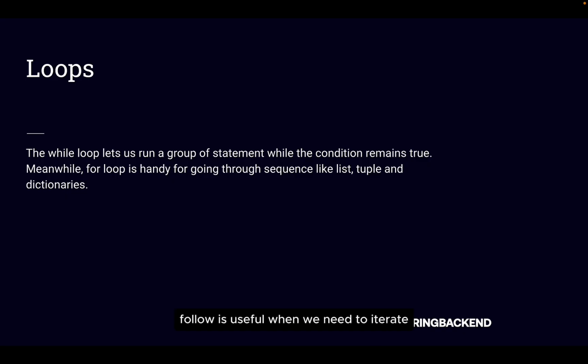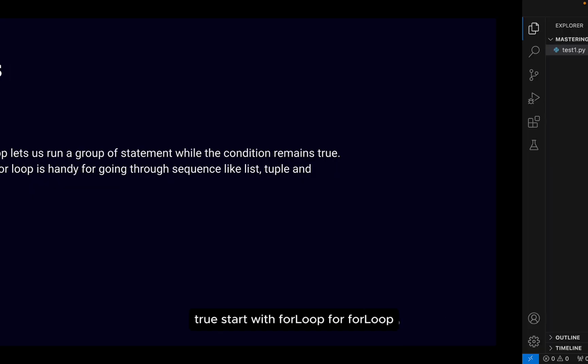A for loop is useful when we need to iterate over a list of items and execute a bunch of code for every instance of the iteration. A while loop is useful when we need to just keep running a particular function or a group of statements as long as the condition remains true. We'll start with the for loop.